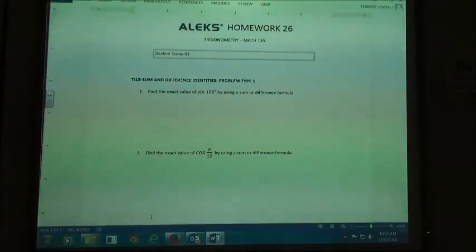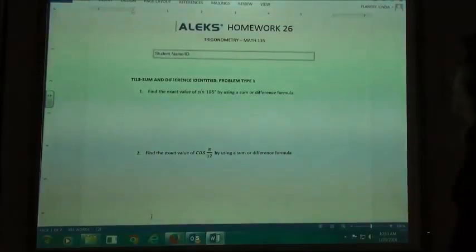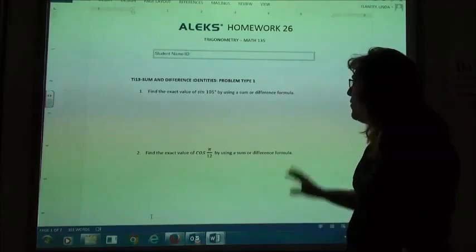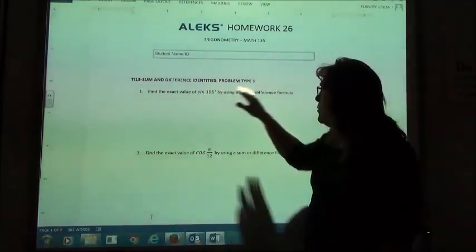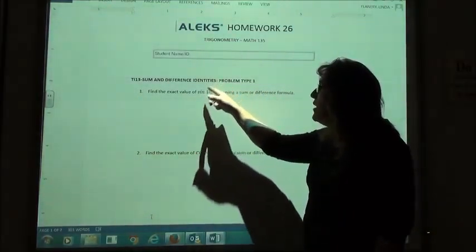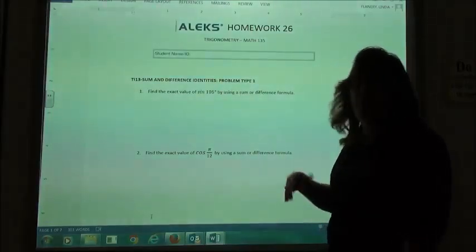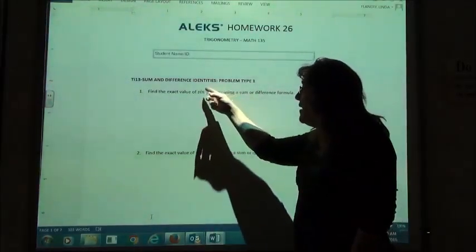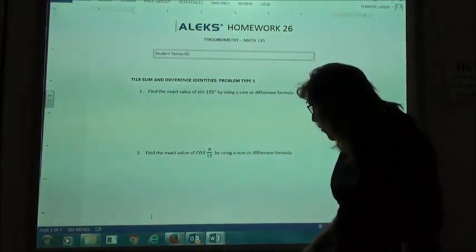So homework 26 starts off with the sum and difference identities, problem type 1. It wants us to find the exact value of sine of 105. What we want to do is split it up into either a sum or a difference of the common ones that we know, like 45 degrees, 30 degrees, 60 degrees, and separate it and then use our formula.